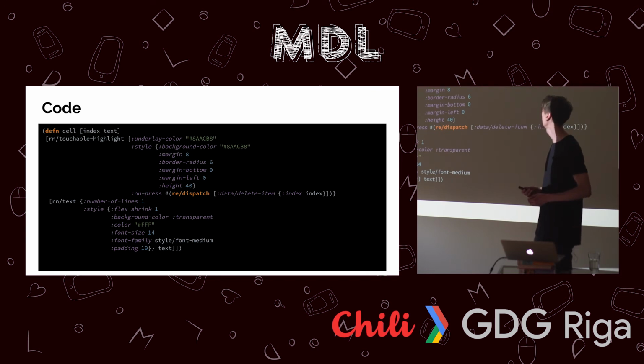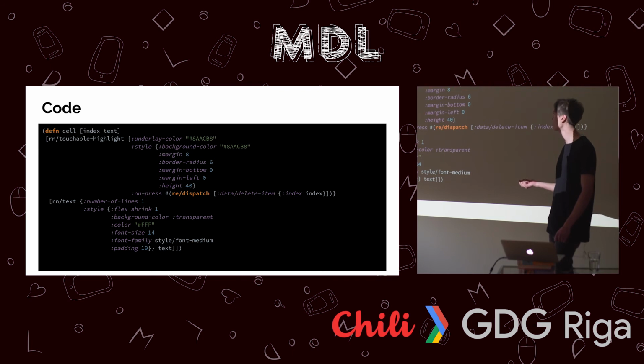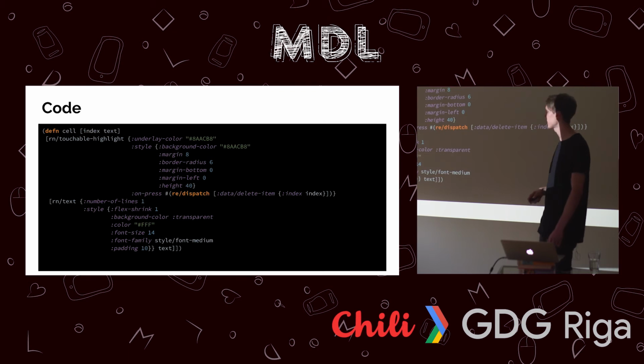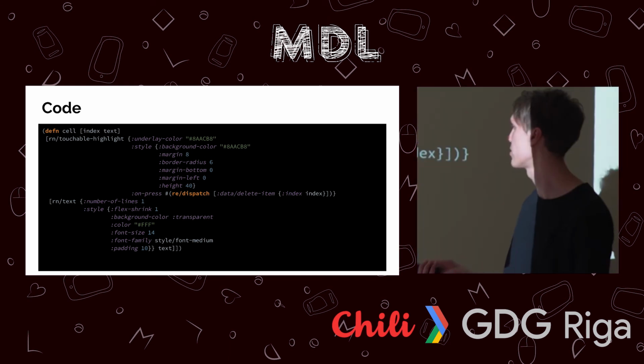And this is a function that returns a cell which contains a touchable highlight, which is a button, and a text with an item. So we pass in the text we want to display, we pass in an index, and this index is used for another handler. On button press, we're going to dispatch another handler, delete item. And we pass the index, that means we want to delete this particular cell.